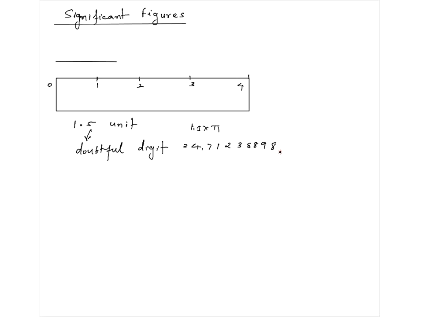So some rules have been made keeping this point in mind, that you can't give too accurate answers because your numbers themselves were not so accurate. Some rules have been made for addition, multiplication, division, subtraction. And these rules are to be followed in science calculations normally.